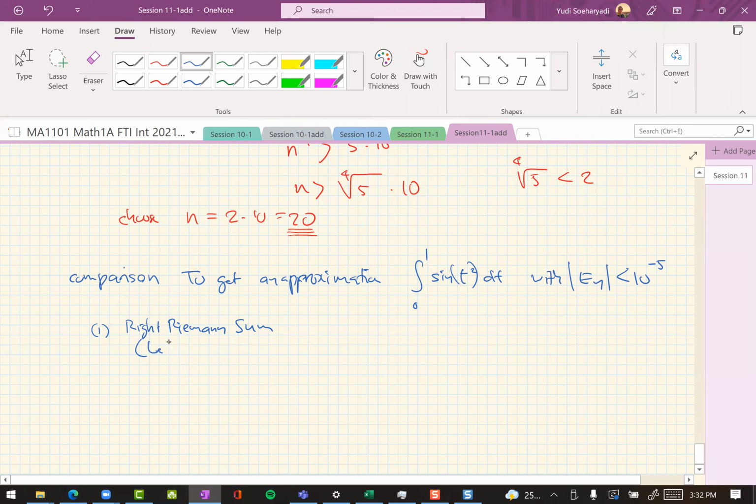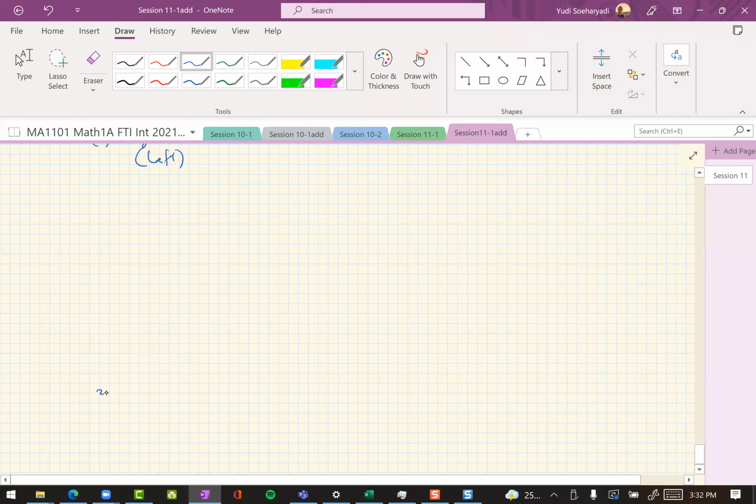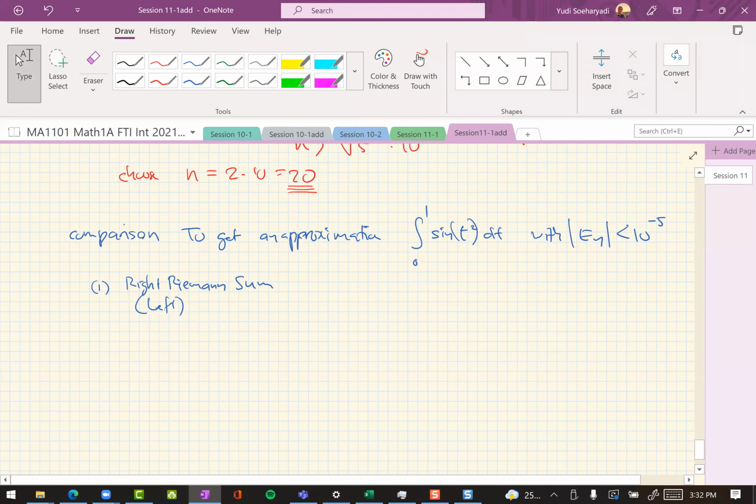And it holds for left also, because left also has the same formula, except it has negative, but we take absolute value, then the negative won't make any difference. Midpoint.